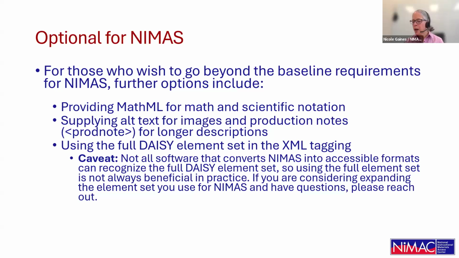So the last thing to talk a little bit about here before I hand it off is that we've talked quickly through the requirements of the technical specification. We do have options to make higher quality NIMAS available. Two of the possibilities there are to provide MathML for math content and scientific notation, and providing alt text for images, and again, production notes for longer descriptions. Again, generally that alt text and production notes are optional, except in cases where text has been captured in an image and it is important to capture in the XML.